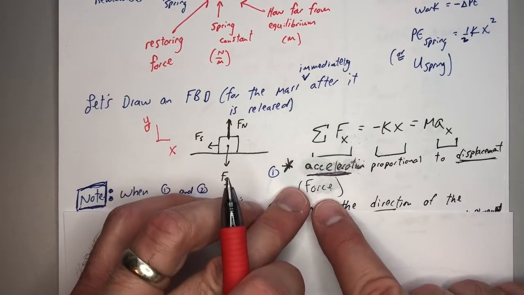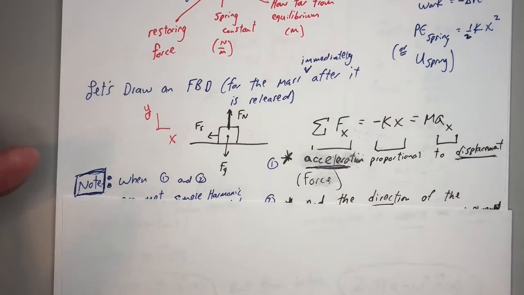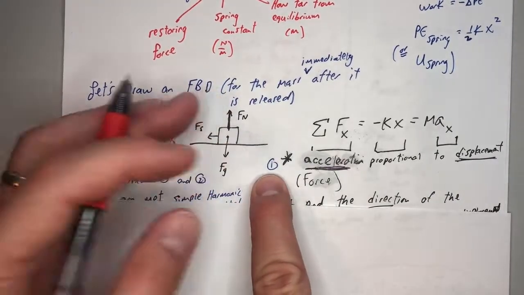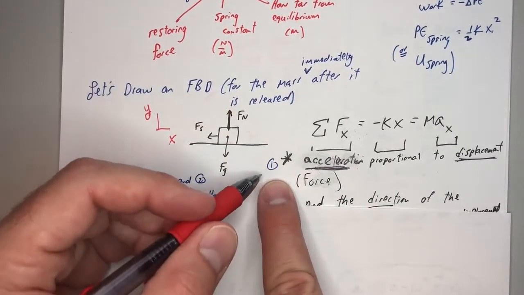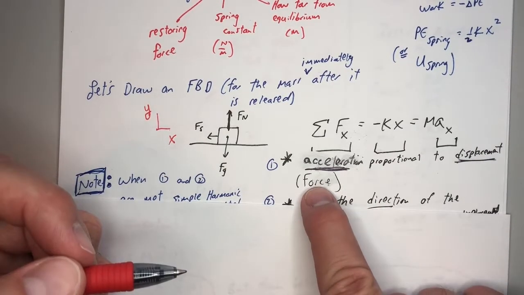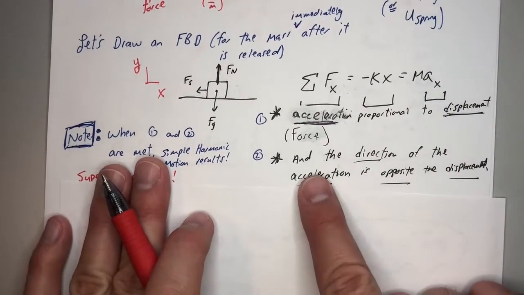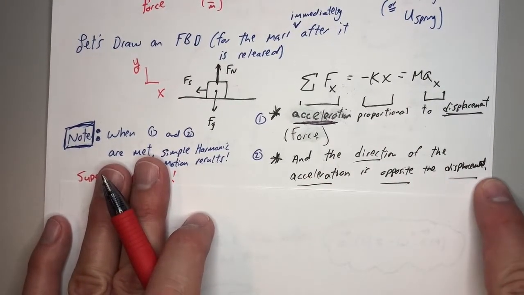And really I put in parentheses, so is force. The force is proportional to x because remember, the reason it has a net acceleration is because it has a net force. So if you want to write down this really important postulate, this really important number 1 here, acceleration is proportional to displacement, but really force is also proportional to displacement. All right, but a secondary note here, the direction of the acceleration is opposite of the displacement.